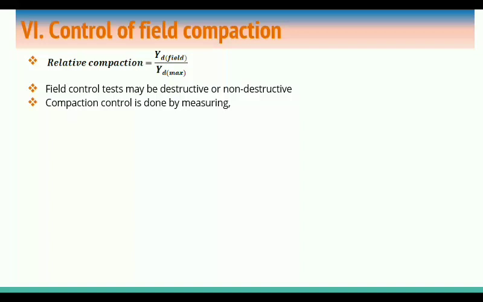Compaction control is done by measuring the dry density and water content. Dry density we can measure by the core cutter method or the sand replacement method. These two methods are commonly used in the field, but on the non-destructive side we can use the nuclear method to calculate the dry density.